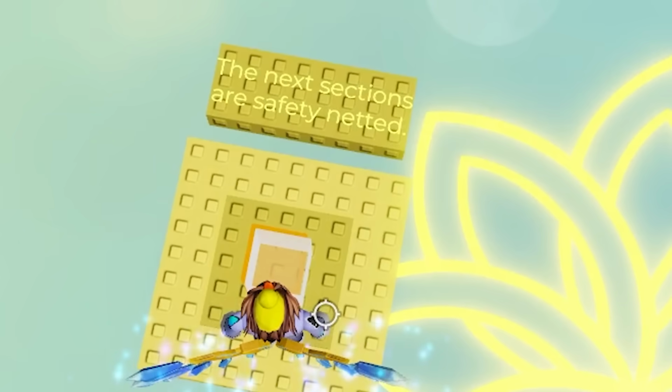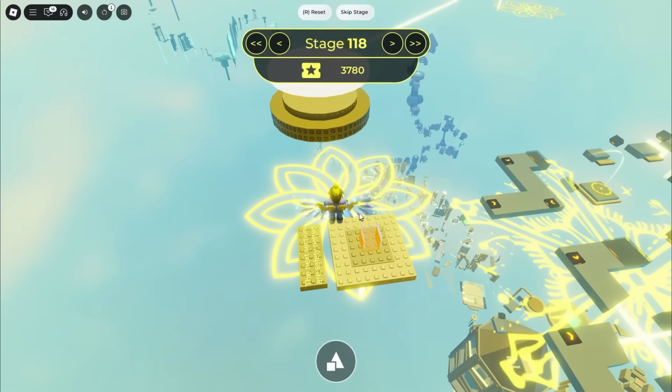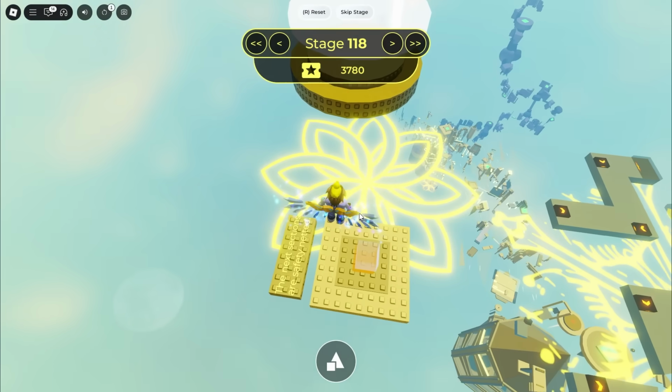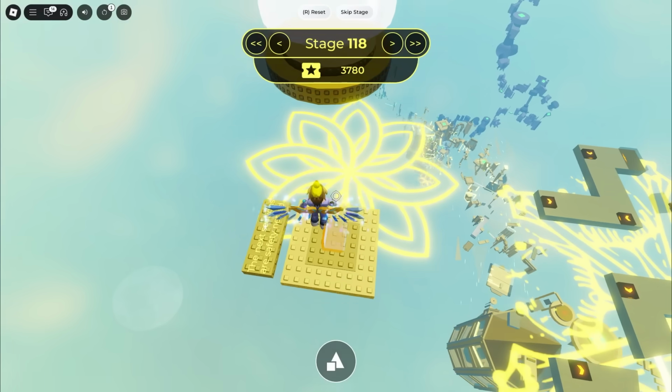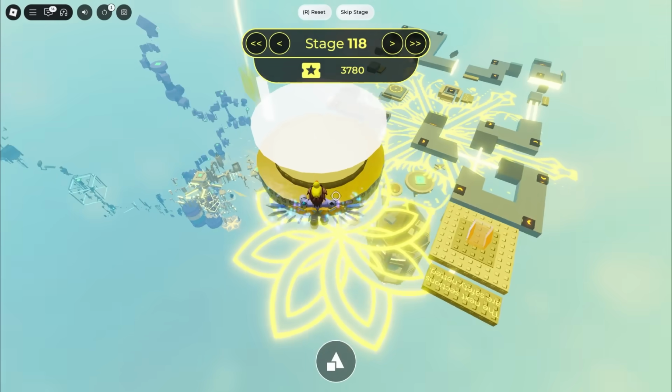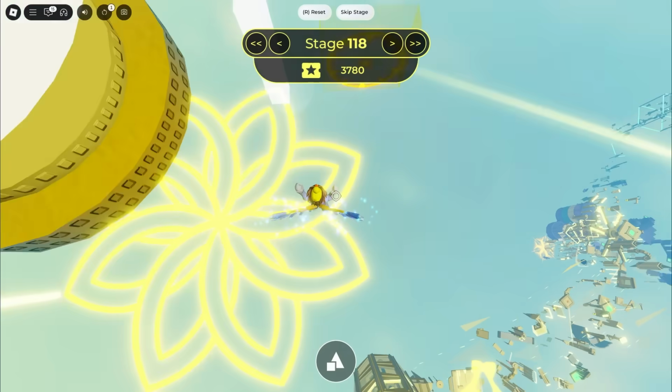There we go. The next sections are safety netted. Well, I suppose that was 2 unless I hit the insta-kills, so chances are that applies here as well. So I probably... Oh, wait. Safety net. So I probably want to not do a 2-stud climb up, because then I'd hit that neon, which is presumably an insta-kill, which would send me all the way back to the start.